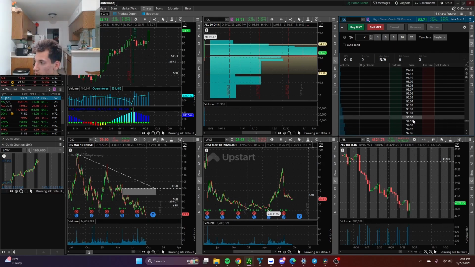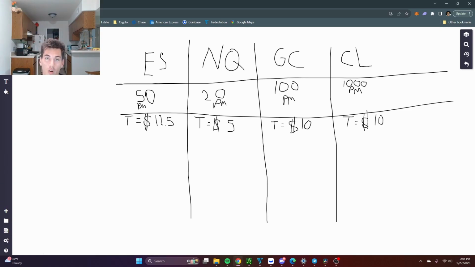And you can check that. So $93, let's say you bought here, sold 93.1, that would be a profit of $100. So that is for tick values.